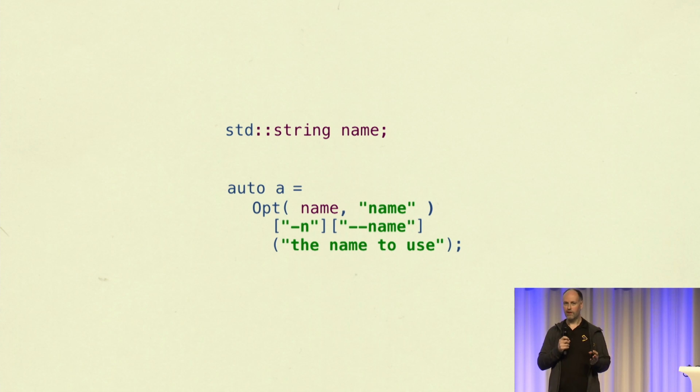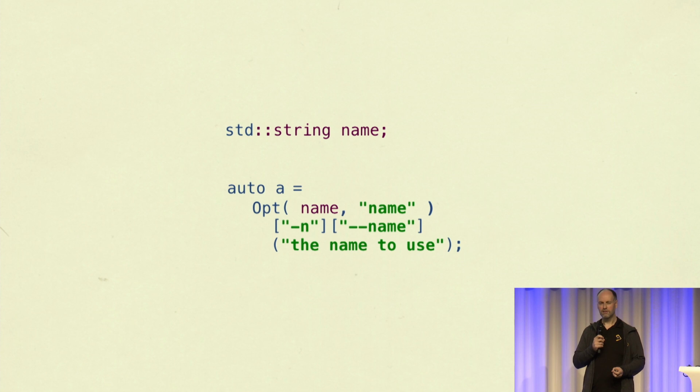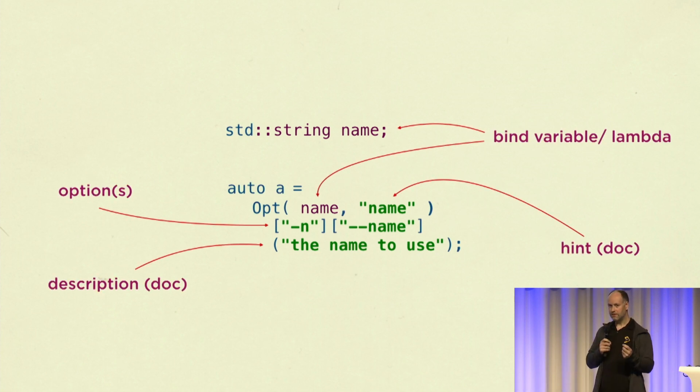So here's how you write an option parser with Clara. You can see it's a bit like a mini DSL. You start with a variable that you want to end up with a value in, like the name at the top here. And what you do is you bind the variable to the option, give it a little hint string. You supply the options themselves, so n and name here. You can do long and short options, as many as you want, and a description string that will be printed out in the help. And that's it. That's a complete parser, only for one option.